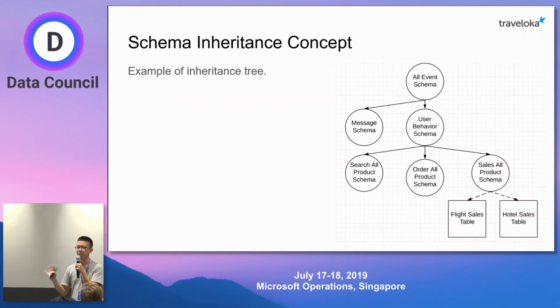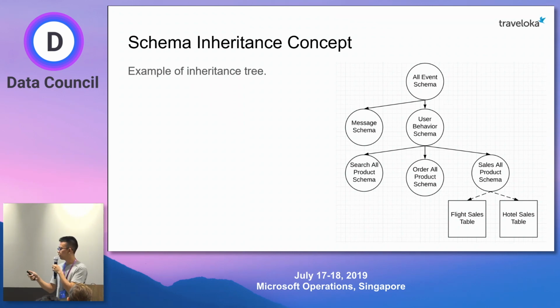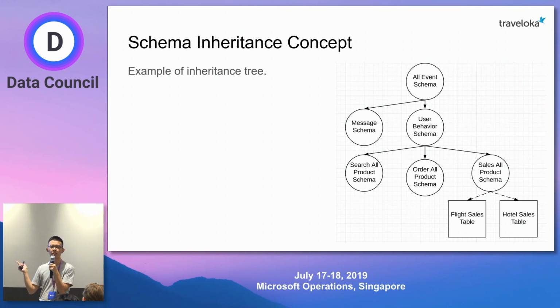This is one very simple example. We put one inheritance tree here. At the very top, we'll have an all event schema. In this all event schema, the columns are any columns that have to exist in all event data in Traveloka. Let's take one simple example like event ID or timestamp that has to be there. The child of the all event schema is user behavior schema. In this user behavior schema, we'll have more information about our user, like user ID, the settings in their apps, like language, locale, something like that.